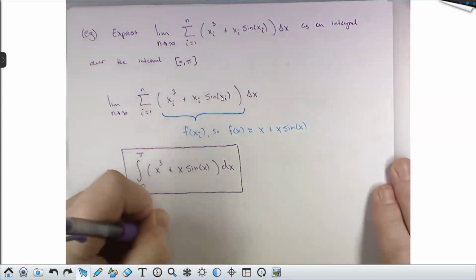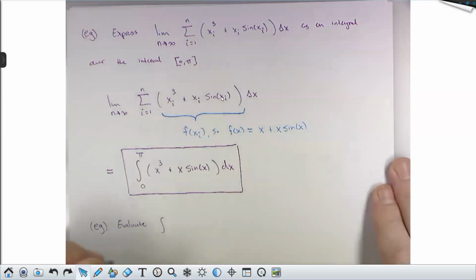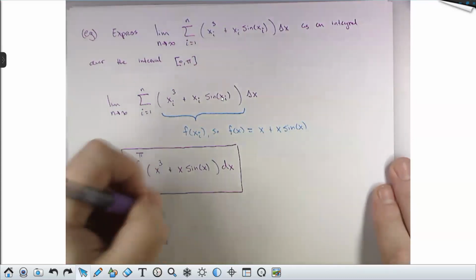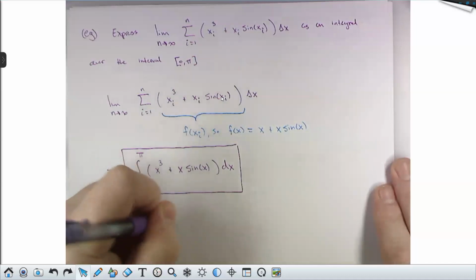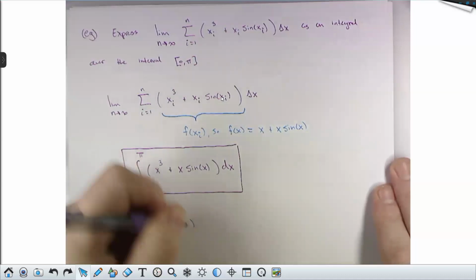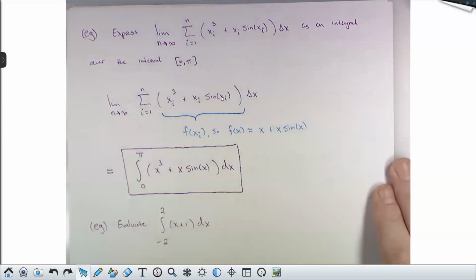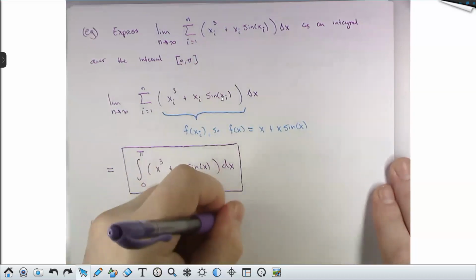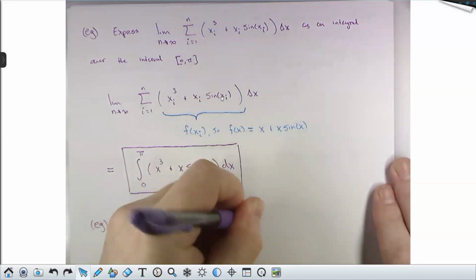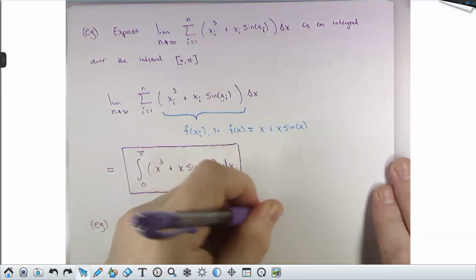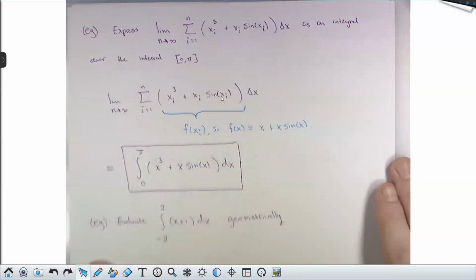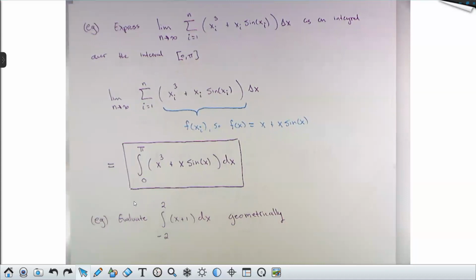Like say I want to evaluate the integral from -2 to 2 of x plus 1 dx, and I'm going to add on here, geometrically. So one of the options is to build a Riemann sum for this thing. You could do that, and you have all the necessary summation formulas.